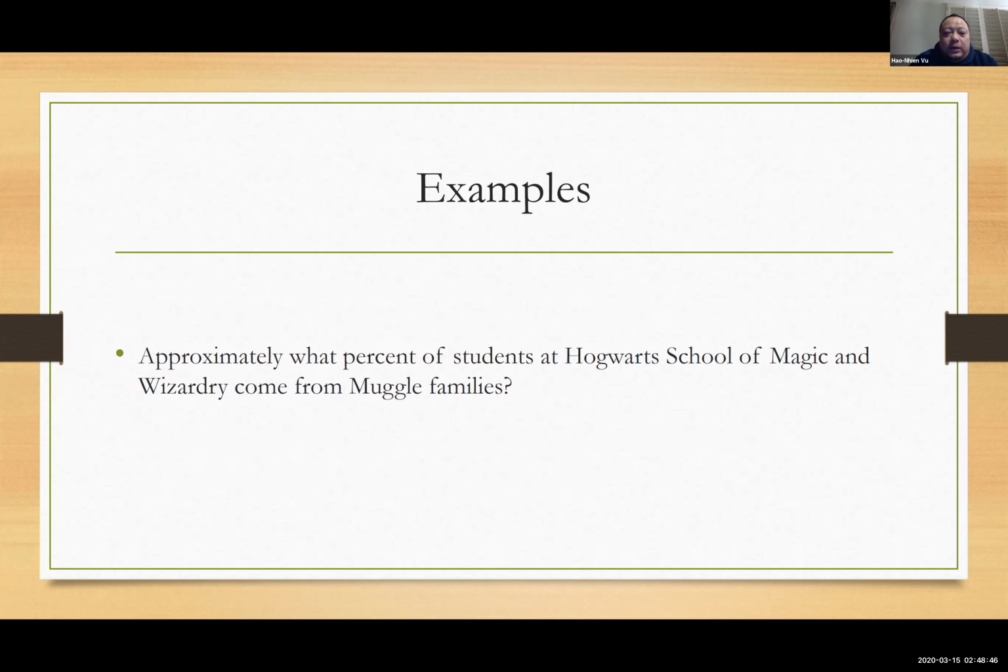Okay, next one. Approximately what percent of students at Hogwarts School of Magic and Wizardry come from Muggle families? You don't need to understand any of these words to answer the question of what kind of problem is this. Is it CI of one proportion, CI of two proportions, hypothesis test of one or of two? So hit pause and think about it and resume.